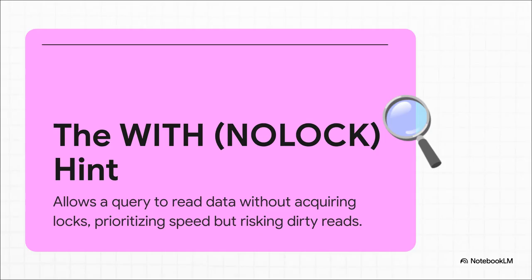A perfect real-world example of this trade-off is the WITH (NOLOCK) hint in SQL Server. When a developer uses this, they're basically saying, hey database, I need this data fast, and I'm willing to accept the risk that it might not be perfectly up to the second accurate. It's a deliberate choice to sacrifice some consistency to gain speed.